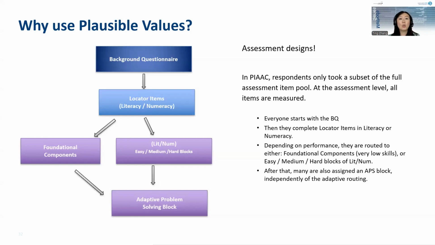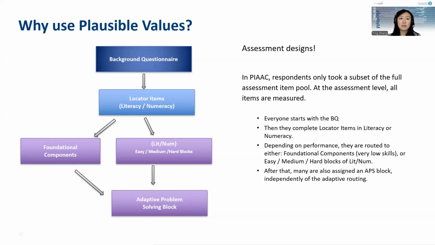All right, so why do we have to use plausible values? It all has to do with assessment design. PIAAC used a special design in which respondents only took a subset of the test questions from the item pool. However, at the assessment level, all items are measured. So let's see how PIAAC cycle 2 works.